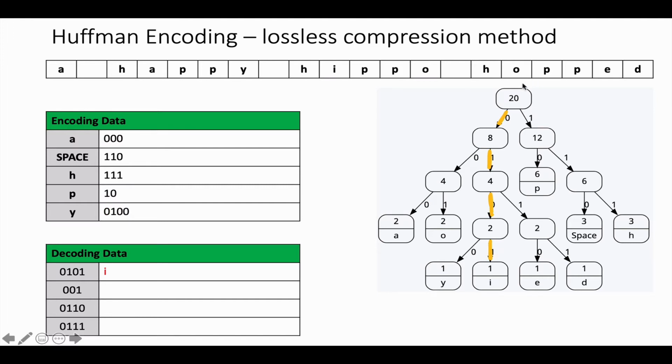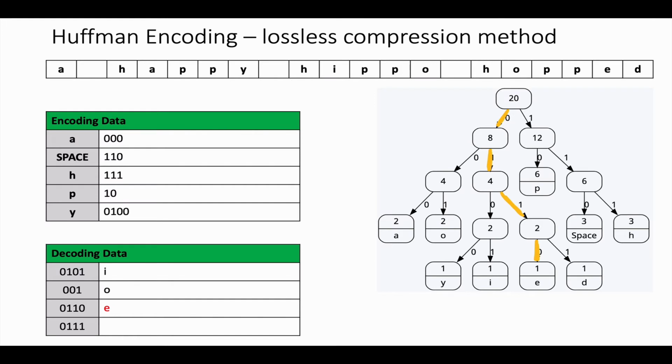Again, we start at the top of the next one. That goes 0, 0, 1. So left, left, right. And if we go left, left, right, we end up at O. For the next one there, it goes 0, 1, 1, 0. So left, right, right, left. Left, right, right, left brings us at E.